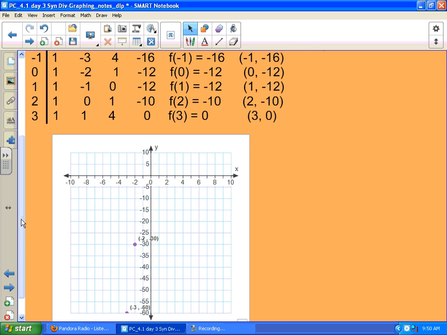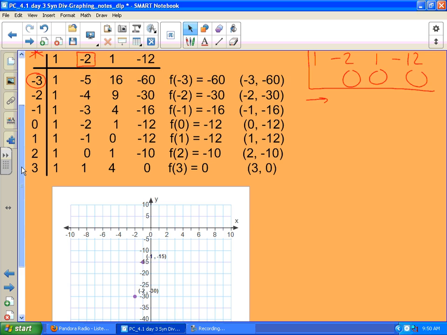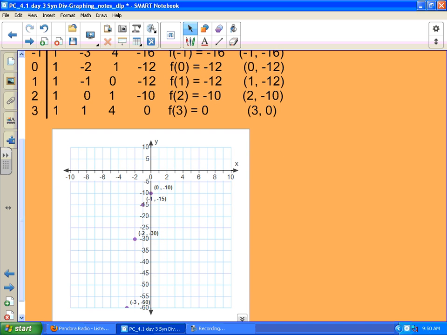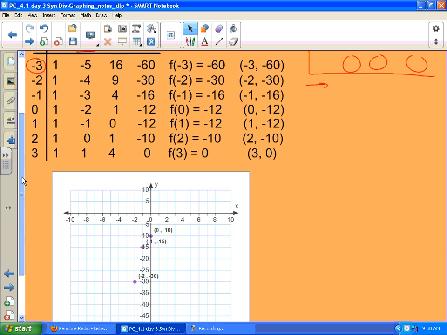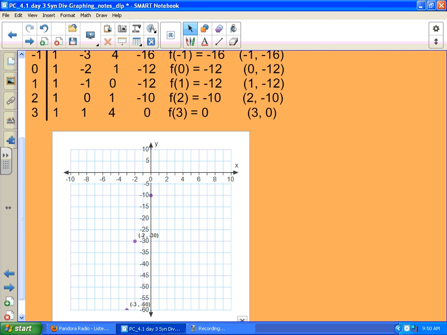Negative 16. Oh no. Pretend that said 16. Yeah, still pretend it says 16. 0, negative 12. Pretend that one says negative 12. And then 1, negative 12. Okay, I'll just have to do those myself. 1, negative 12, somewhere over there. And then 2, negative 10 right there. And then 3, 0. Okay, now we don't have quite enough points, but it's doing something like this.